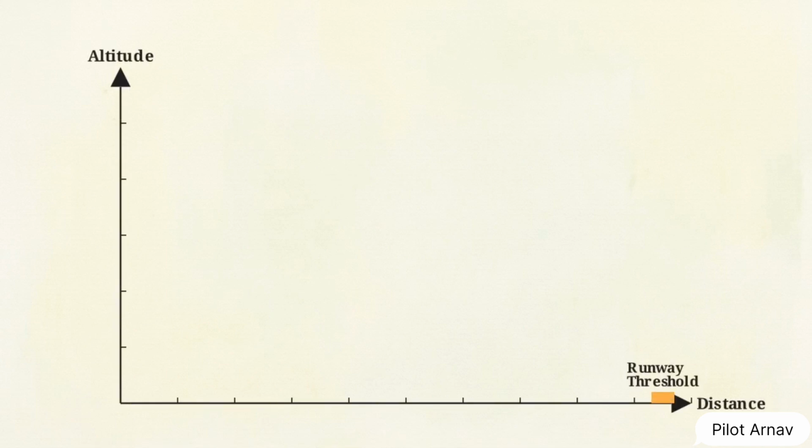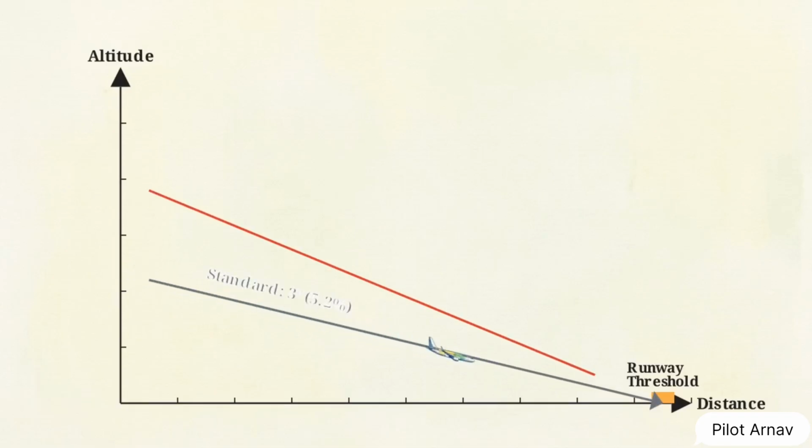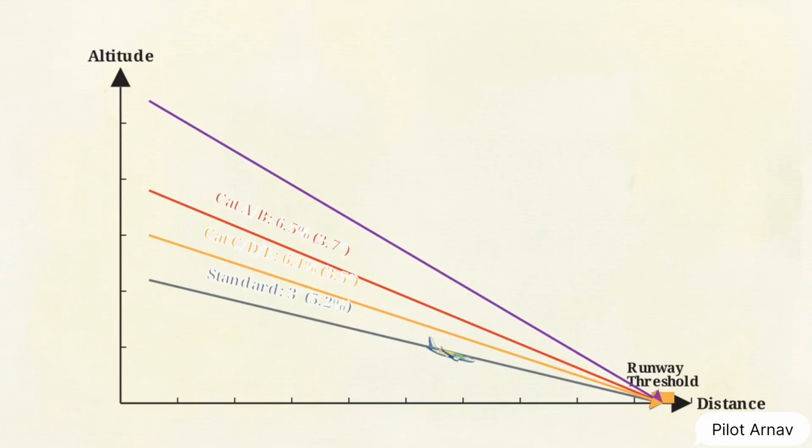The standard approach glide path is 3 degrees, or a 5.2% gradient. Based on an aircraft's stall speed multiplier, steeper descents are authorized. Category A and B aircraft can execute descents up to 6.5%. Category C, D, and E aircraft are capped at 6.1%. Category H, designating helicopters, are permitted to approach at a steep 10% gradient.